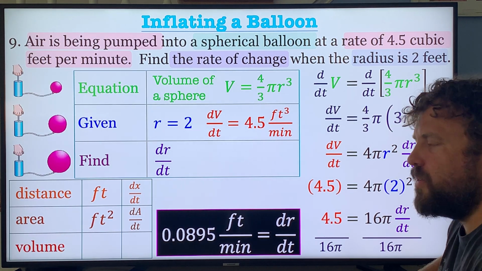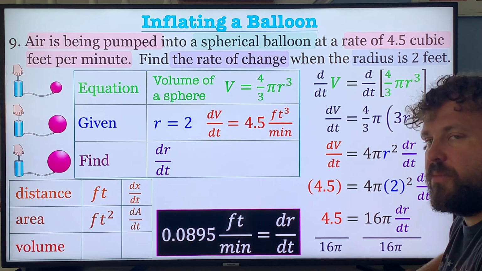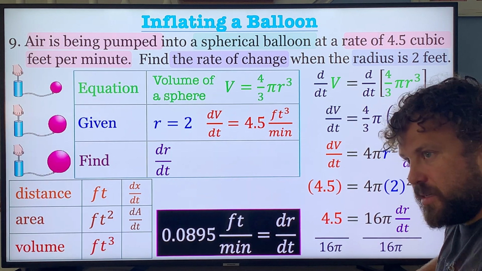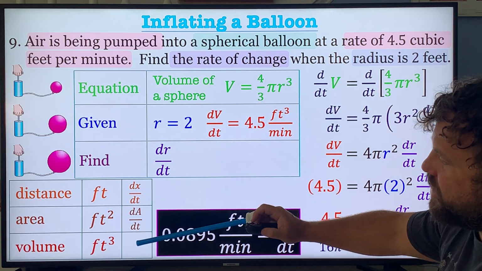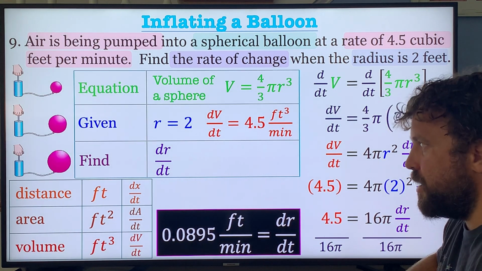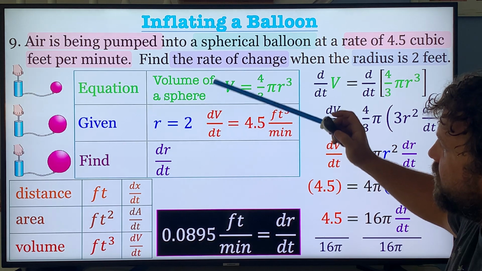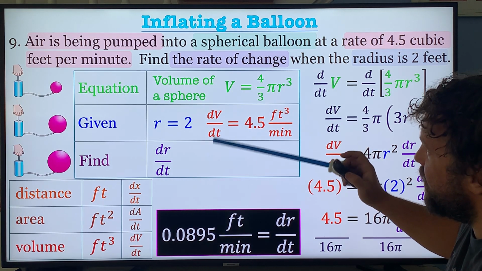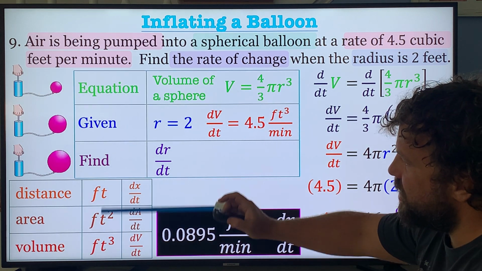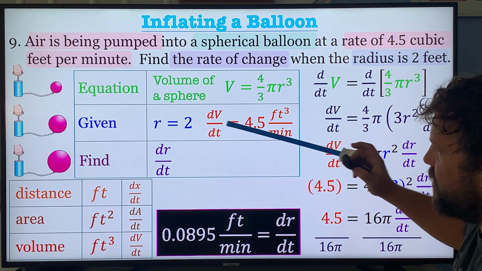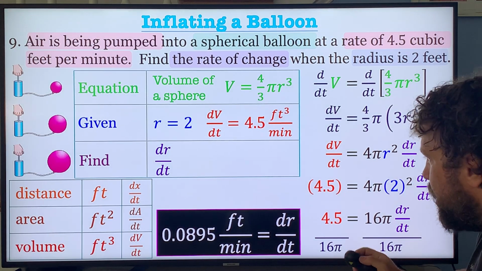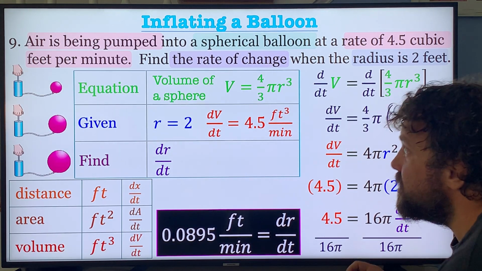And then finally, if you're dealing with volume, it wouldn't be feet squared, it would be cubic feet, right? Because it's a dimension times a dimension times a dimension. And you'd represent that with dV/dt. So when you're writing out your equations or what you're finding and not finding, you're going to use these key things to figure out what you need to put in here. All right, all your deduction skills are coming around.